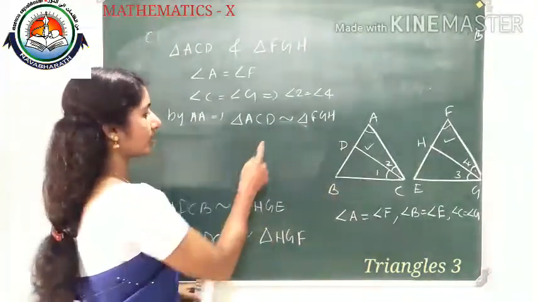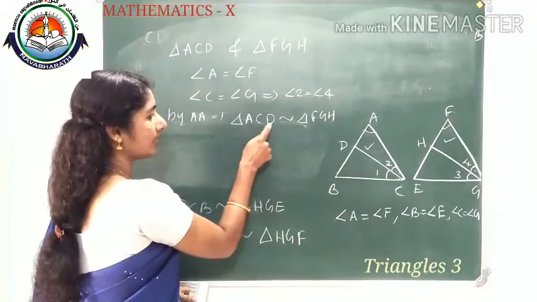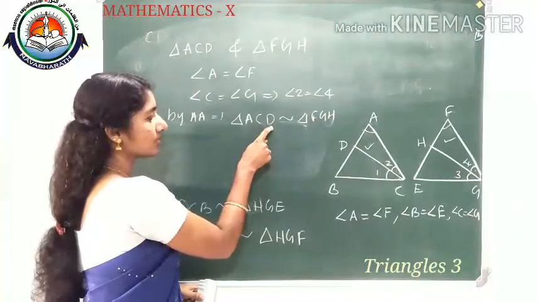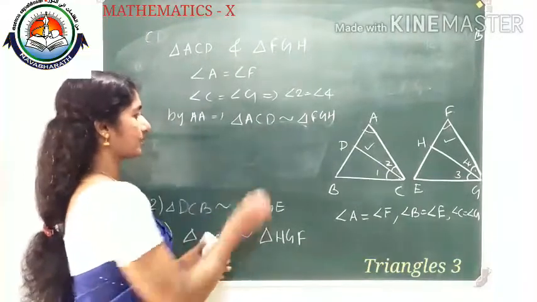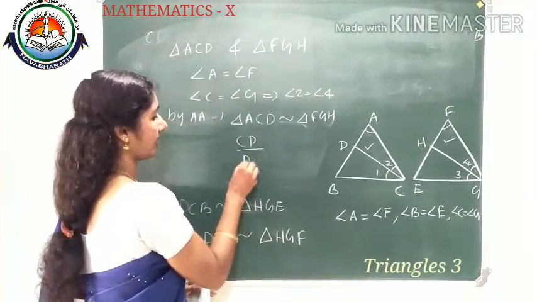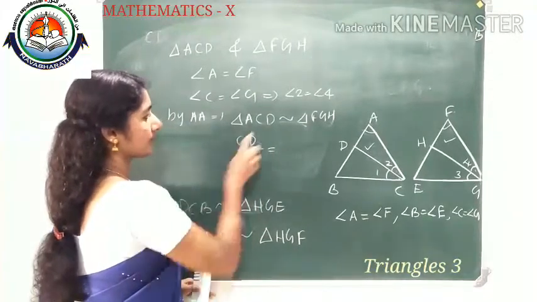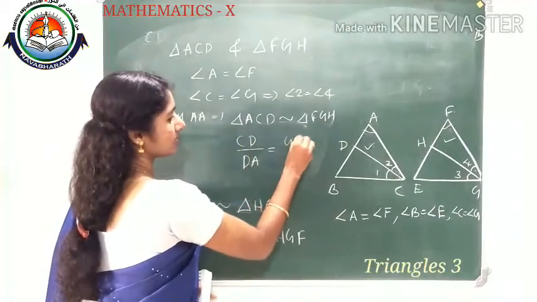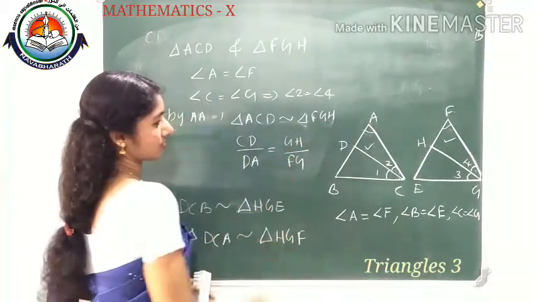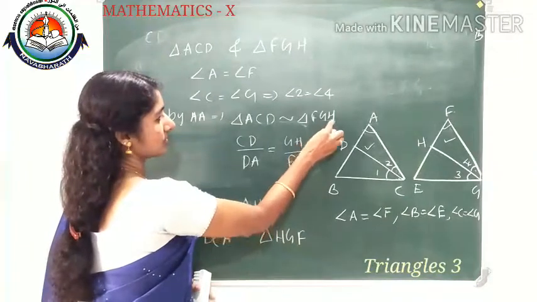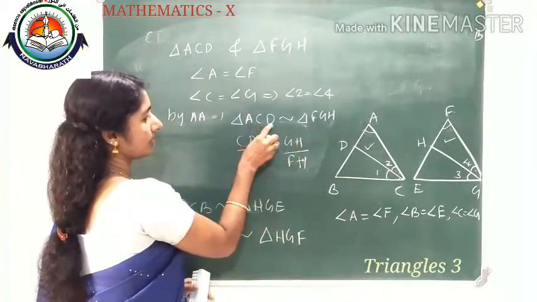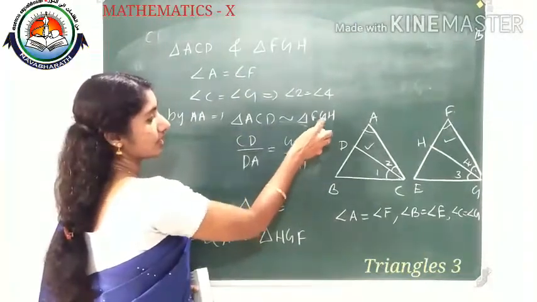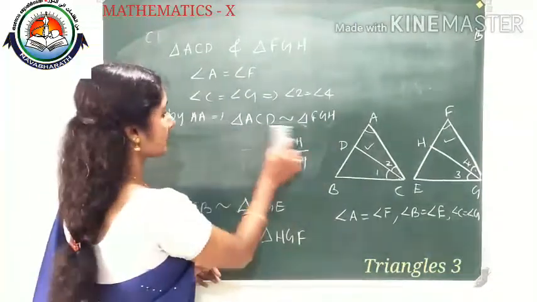Okay, reverse order also you can take. If you wrote CD by GH, suppose you are writing CD by DA, what will you write from the right side? You wrote CD by DA, so in the same way here GH by FH, not FG, FH. CD by AD we took, so in the same way GH by FH. Like this you will write the similar triangles ratio.